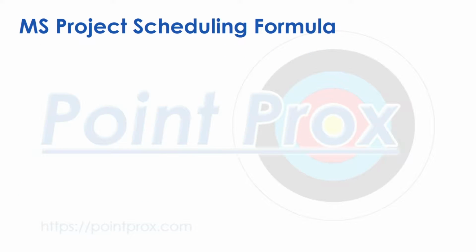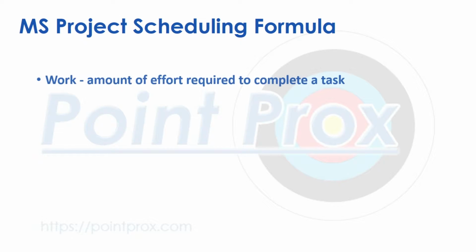To understand the project scheduling formula, we'll need to understand the elements of which it is comprised. For each task on a schedule, there are three elements that need to be considered to be able to calculate scheduling. These are work, duration, and units. Work is the amount of effort required to complete a task. Work is typically expressed in hours, but this can be changed if desired.